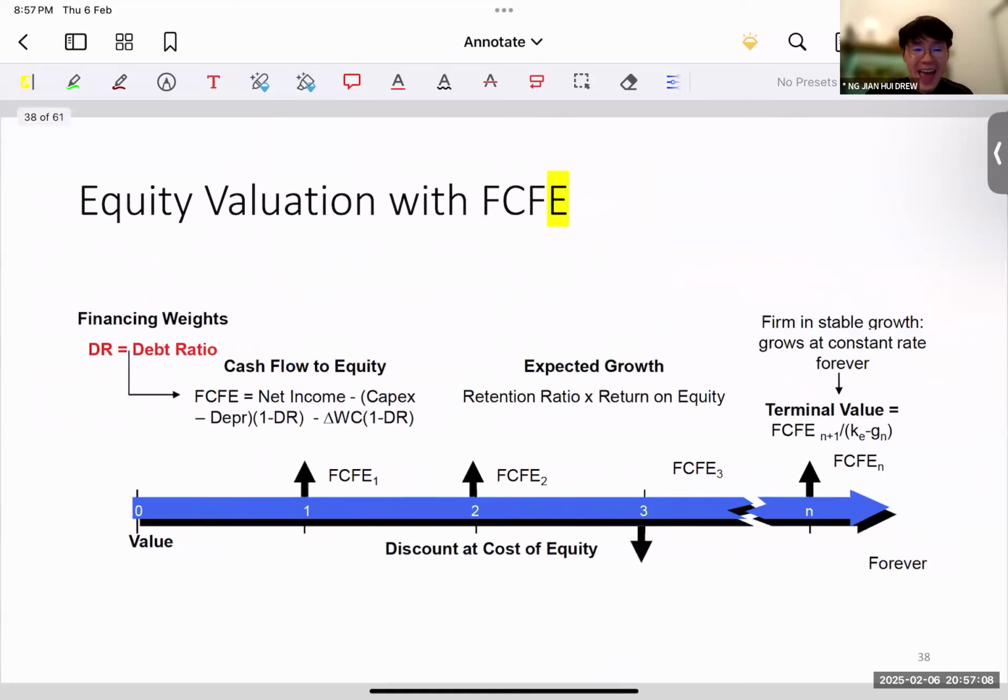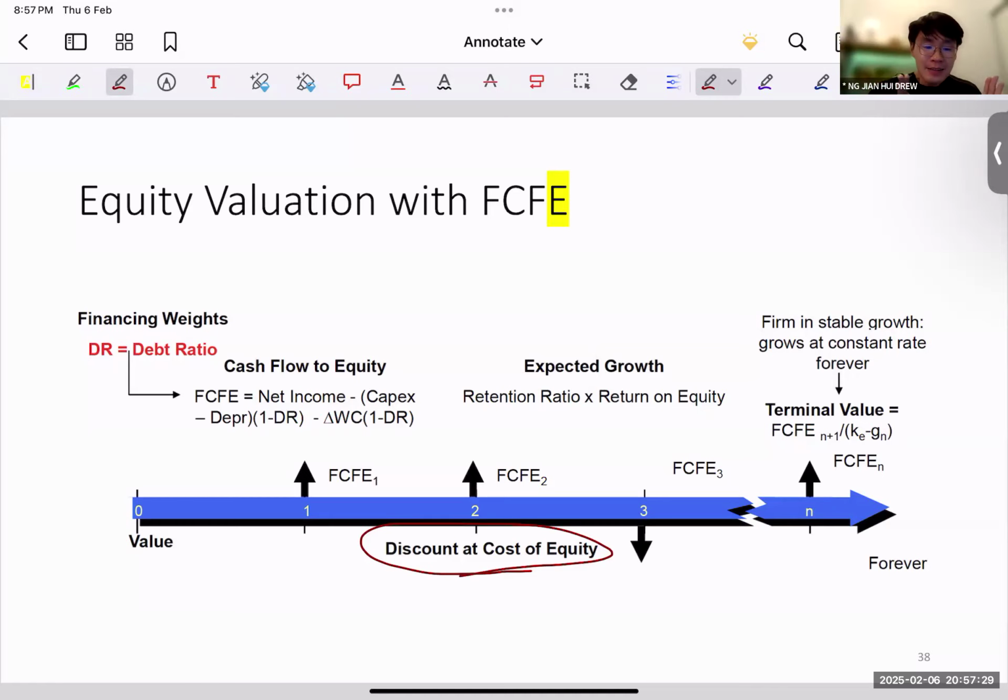Okay, so for your FCFE, what's this? What's happening here? Okay, so FCFE, we're now looking at the equity holders only, right? As we talked about earlier, we are interested in discounting it at the cost of equity level, not the cost of capital.